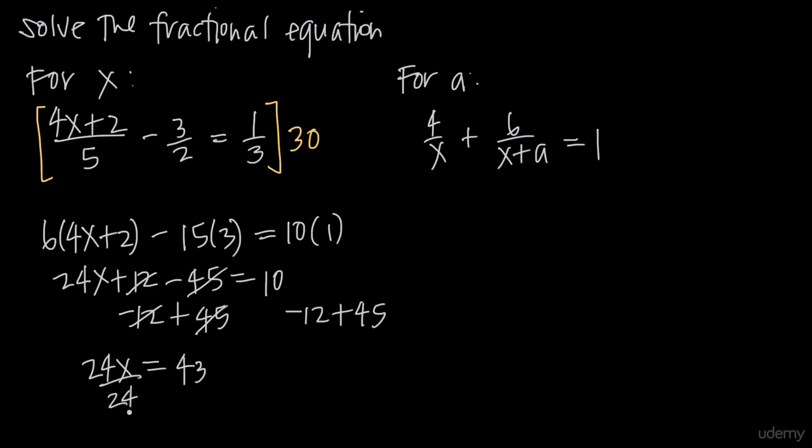Dividing both sides by 24 lets us cancel the 24 in the numerator and denominator on the left, leaving us with just x is equal to 43 over 24. So that's kind of a review of basic fractional equations.